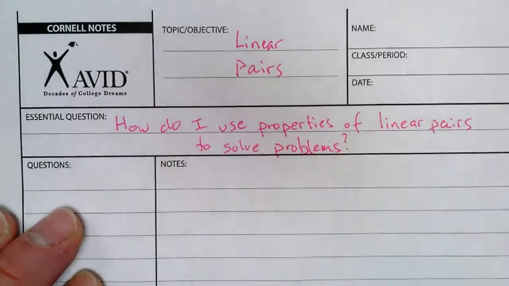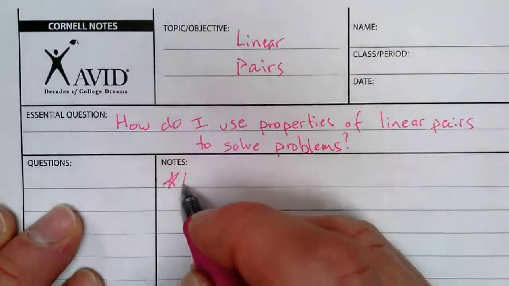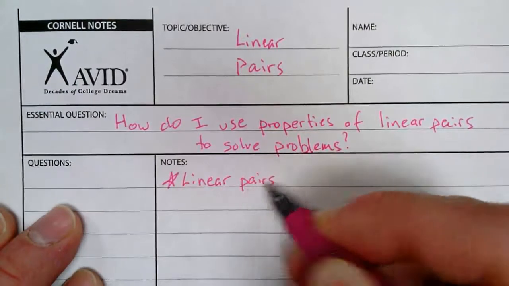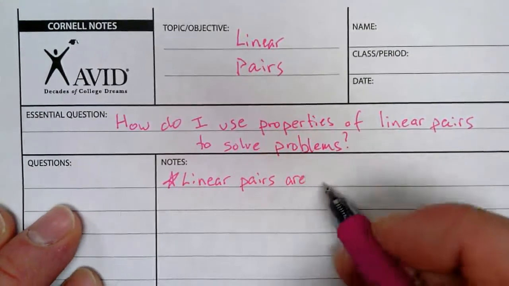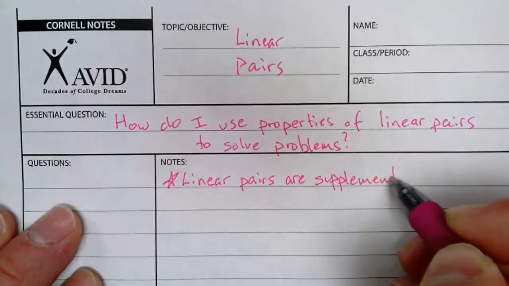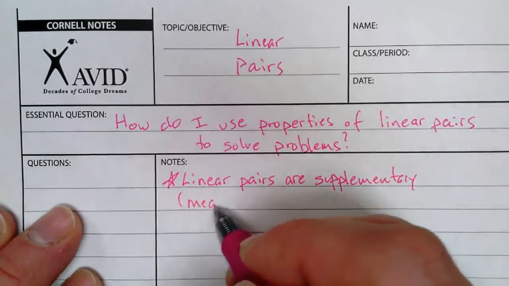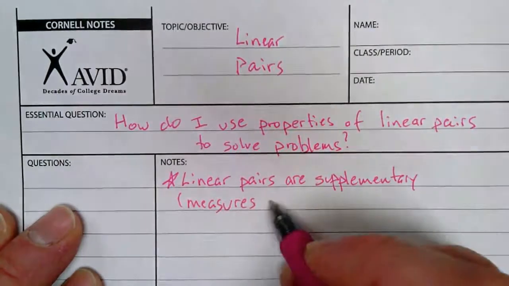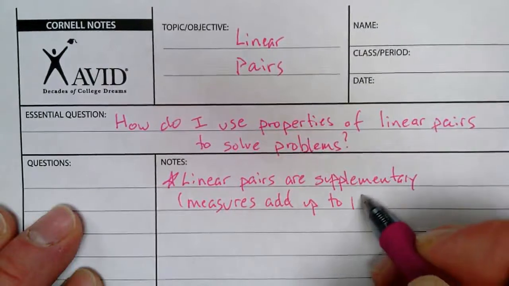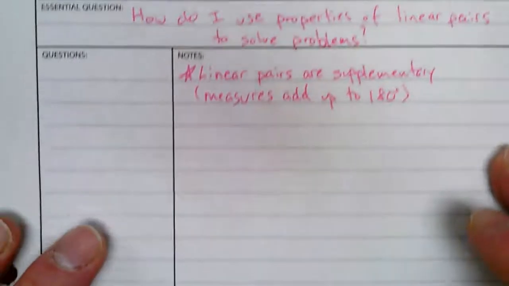And our property of linear pairs is: linear pairs are supplementary. In parentheses, their measures, or their sizes, add up to 180 degrees. So let's look at an example here.